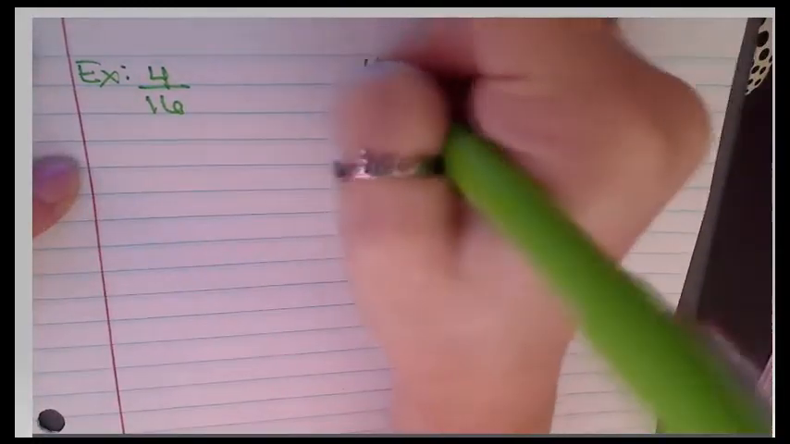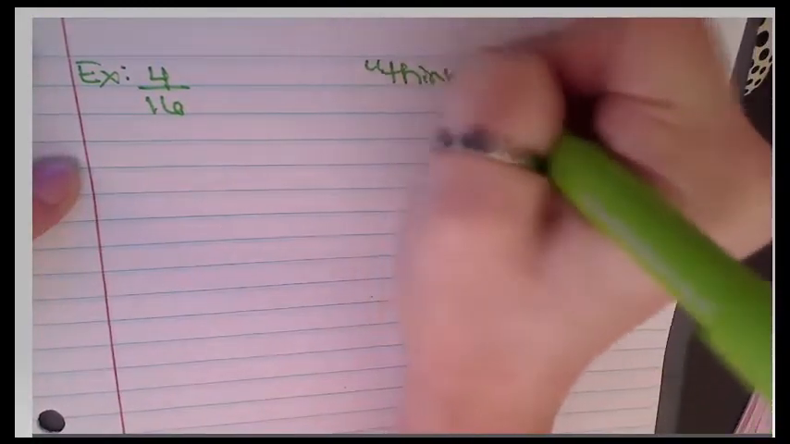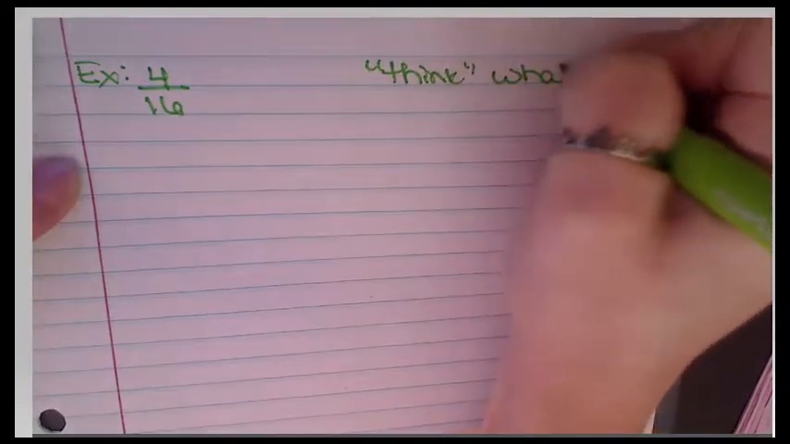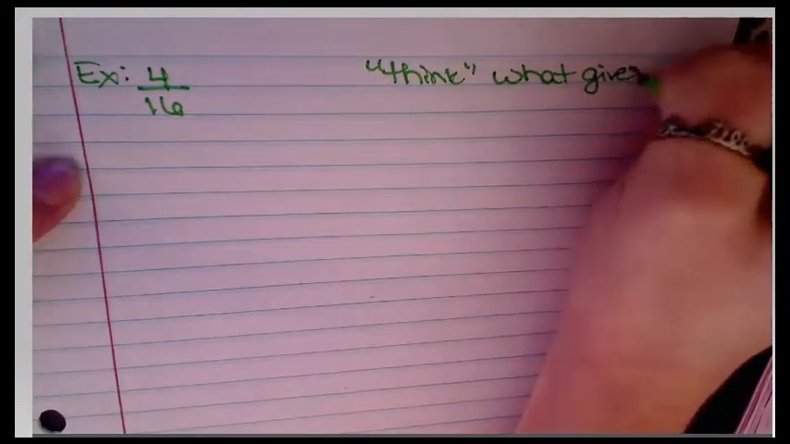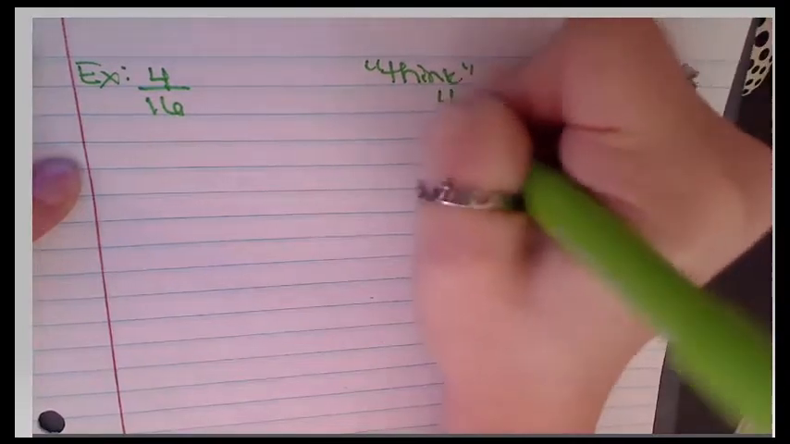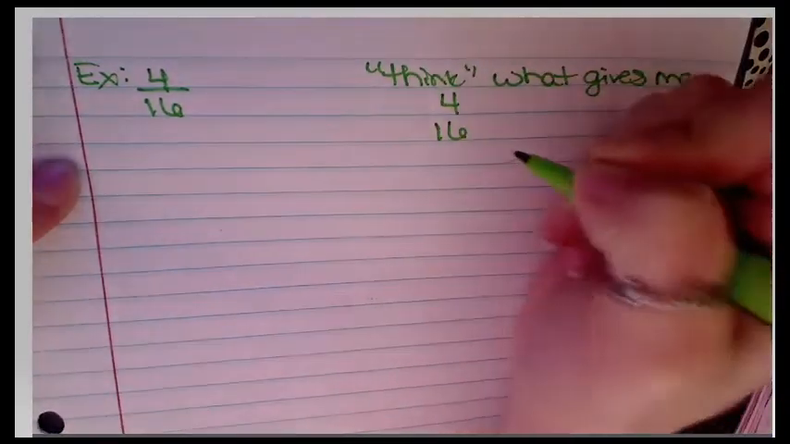Okay, so that was an easy one. So let's do one where we actually have to do some math. So let's do 4 over 16. Again, we have to think, what gives me 4 and what gives me 16.